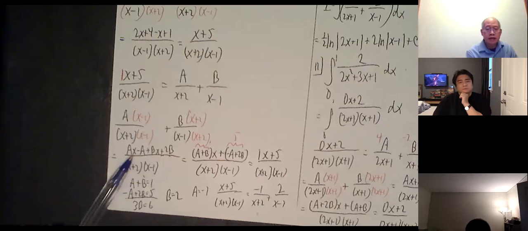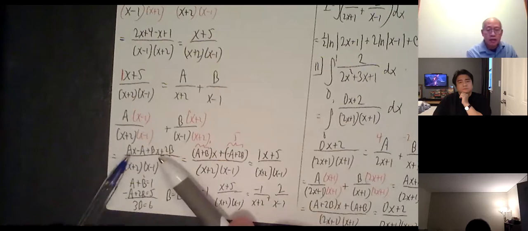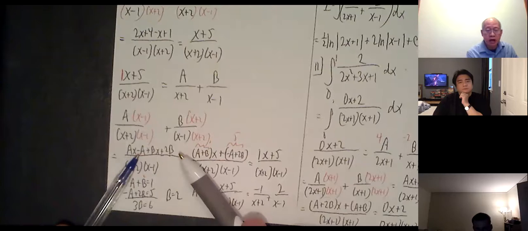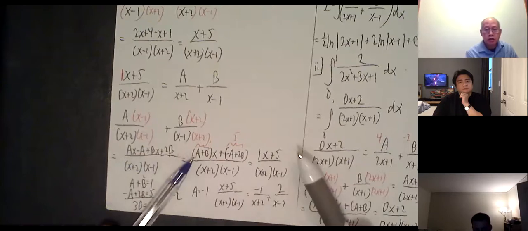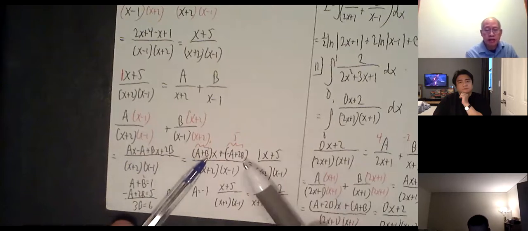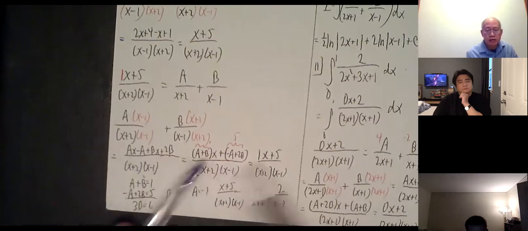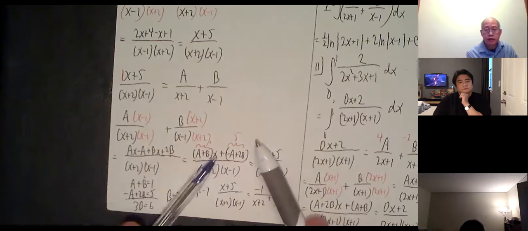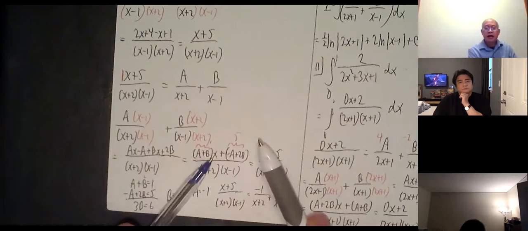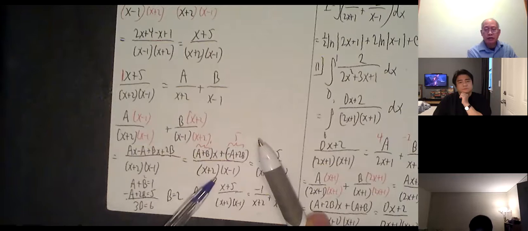Now, I'm going to group them together. I'm going to combine the x's, so I'm going to lump these two together. And then the constants that don't have an x, put them together. So notice how I go (a plus b) parentheses x, which is that and that combined, and then (negative a plus 2b). There it is, right? So (a plus b)x plus (negative a plus 2b) divided by (x plus 2)(x minus 1).